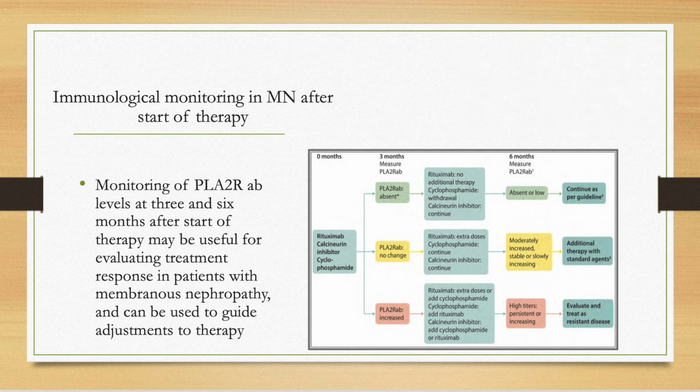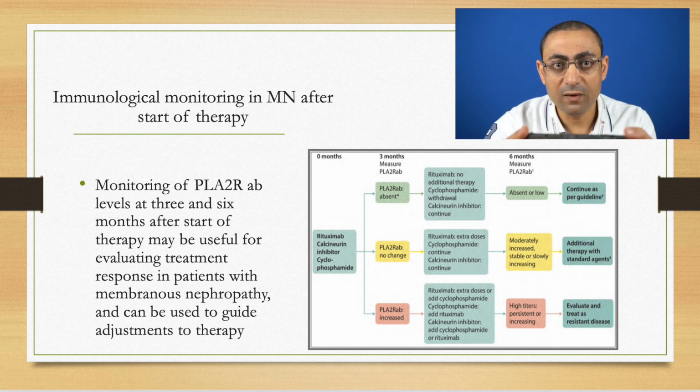For patients with anti-PLA2R level absent, there is no additional therapy. For patients who received rituximab, no further therapy; for patients on cyclophosphamide, we will start withdrawal; and for patients receiving CNI, we will continue. And after 6 months we will recheck the antibody level again. If it's absent, we will continue as per protocol to withdraw the treatment.